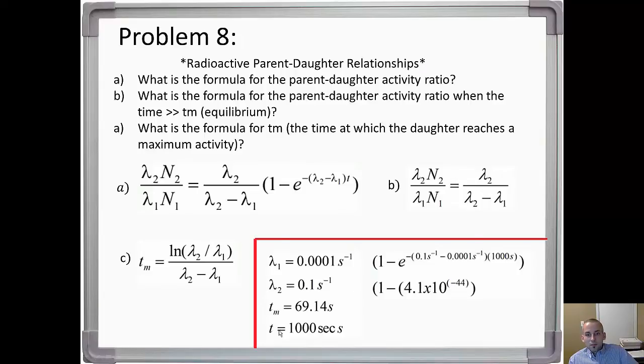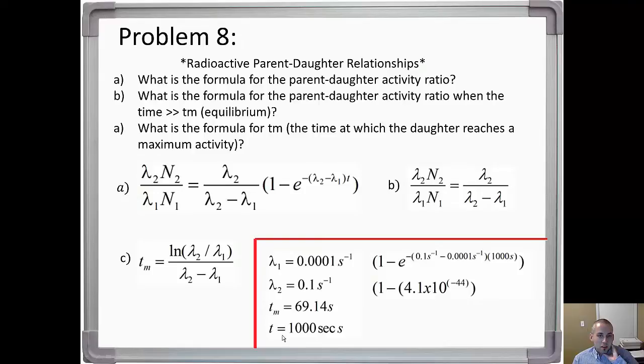Okay, so what I have here is that I decided to work out just that this equals 1 in this case, which is when the time is greater than Tm, the time at which the daughter reaches maximum activity. I just worked it out as an example, in case you wanted to see it. So decay constant parent, daughter. I calculated the Tm. All I did was throw these two numbers in this formula and solve for Tm.